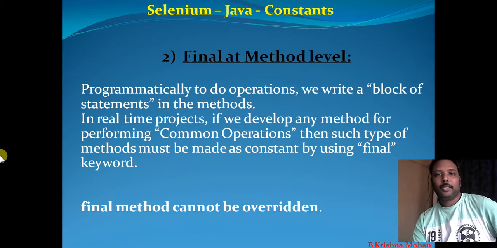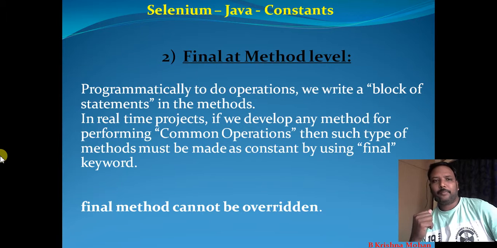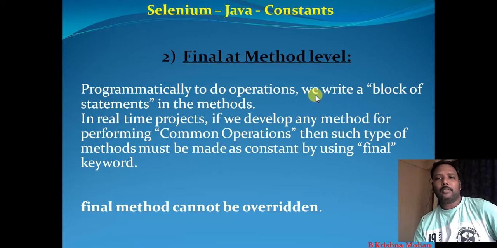Next thing, final at method level. Here, programmatically, to do operations, we write a block of statements in a method. Method contains some logic. Logic means statements. In real-time projects, if we develop any method for performing common operations, then such methods must be made constant by using the final keyword. A final method cannot be overridden.